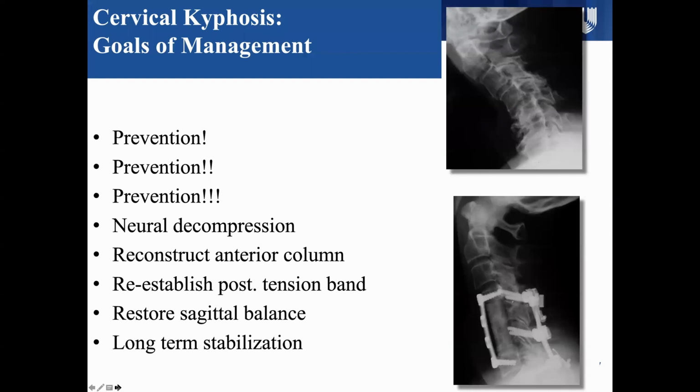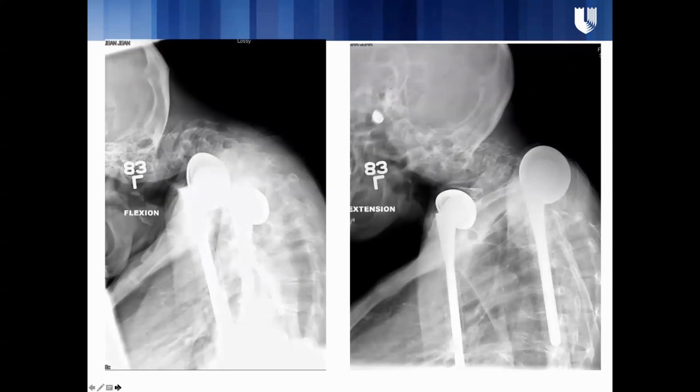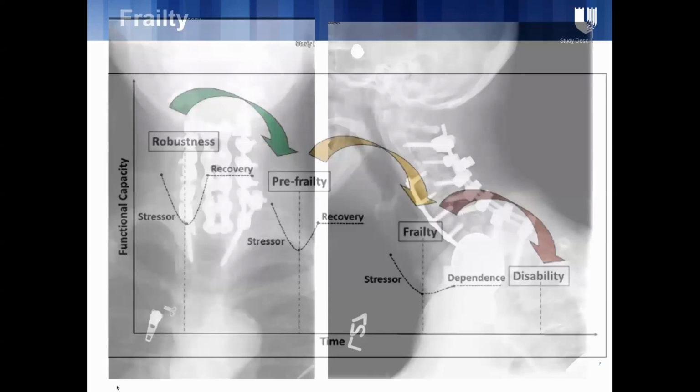So for the principles of evaluation, management, and treatment, the number one should be prevention. If we're going to do surgery, neural decompression, reconstruction of the anterior column, followed by reestablishment of a posterior tension band, restoring sagittal balance, and then providing long-term stability becomes important. The bigger the abnormalities, for example, this lady with severe rheumatoid arthritis, and you can see the severity of the deformity present, including the subluxation in the upper cervical spine, the more extensive the treatment required for this type of deformity.